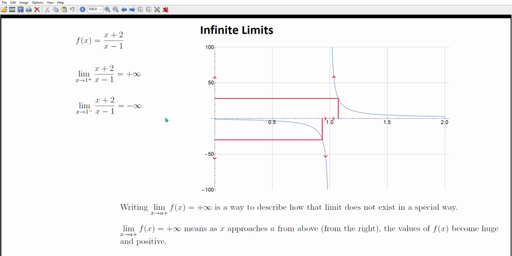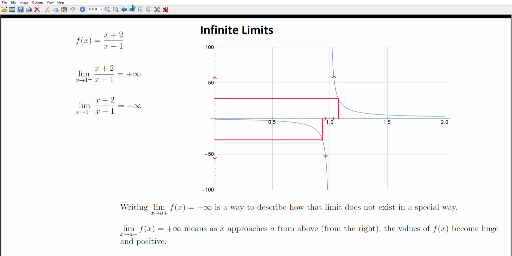It's important to note that if we write the limit as x goes to a plus of f of x equals plus infinity, we're not describing the value of the limit. We're describing how that limit does not exist in a very special way, namely things get huge and positive. And the same idea with negative infinity, which means that the values are going to become huge and negative.